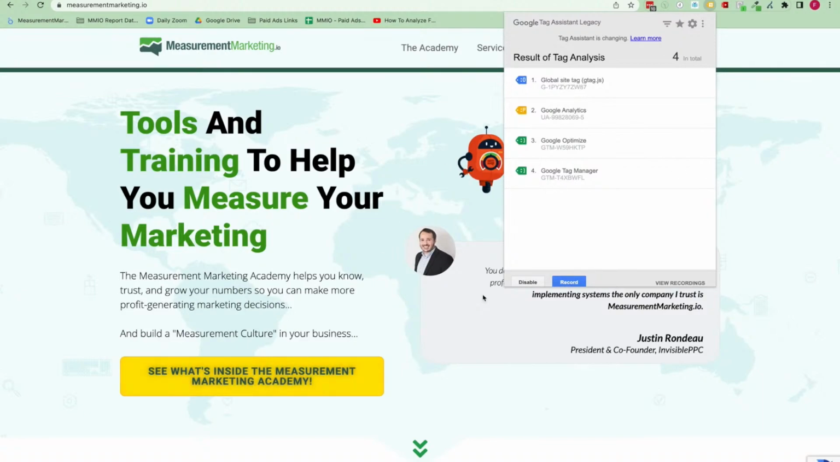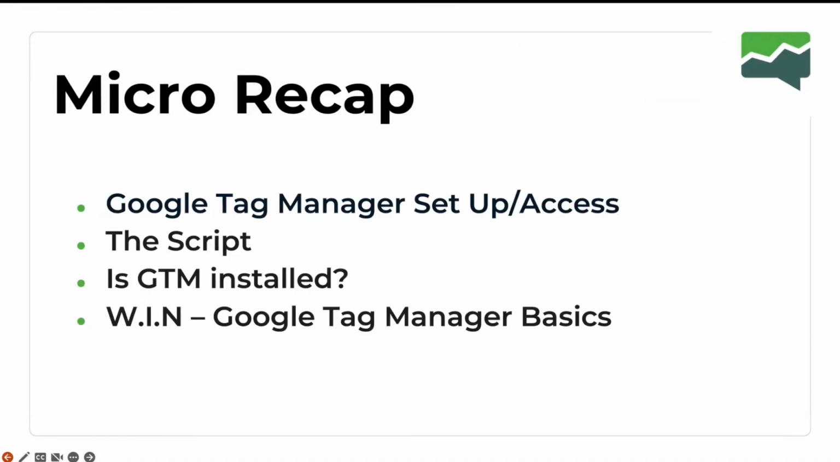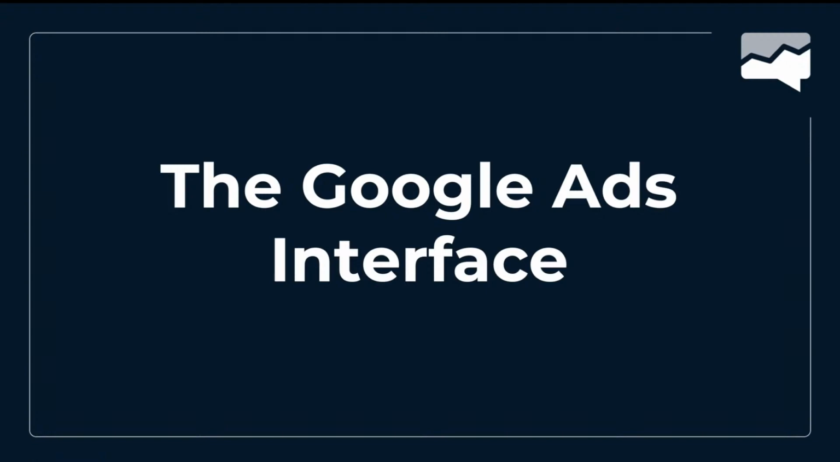And that's just how you check there. That's the easiest method, and you do want to make sure that you've got the Google Tag Assistant installed when you're running Google Ads. Okay, so the Google Ads interface, we'll go in and have a look at that now, and we'll go and look at getting that conversion set up.